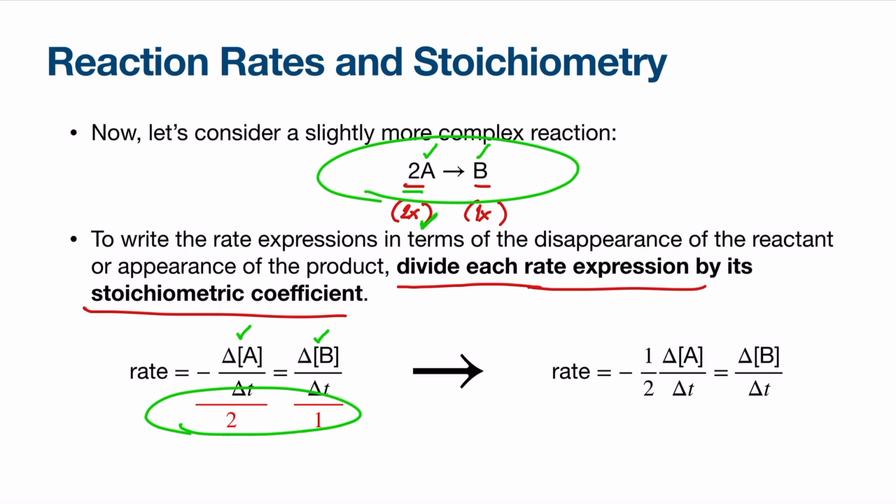This matters because different substances in a reaction do not change at the same rate. If we ignore the stoichiometric coefficients, we may end up with different values for the reaction rate even though the same reaction is taking place. By using the coefficients in the balanced chemical equation, we can correctly relate the rates of reactants and products and describe the reaction with a single consistent rate.